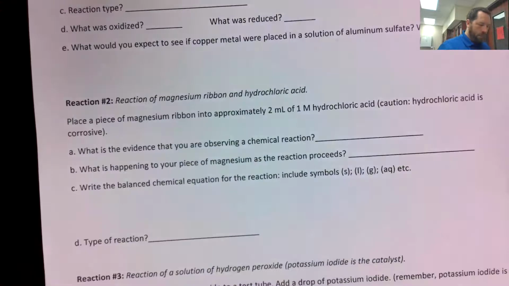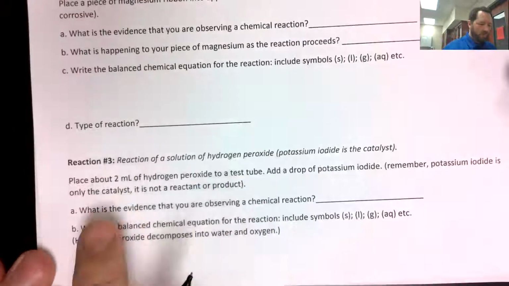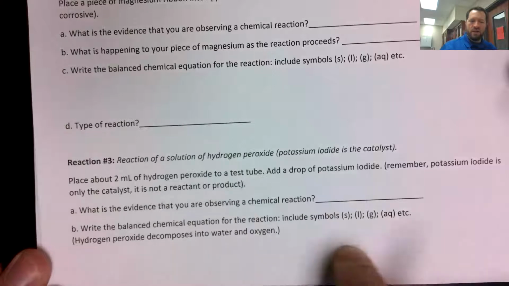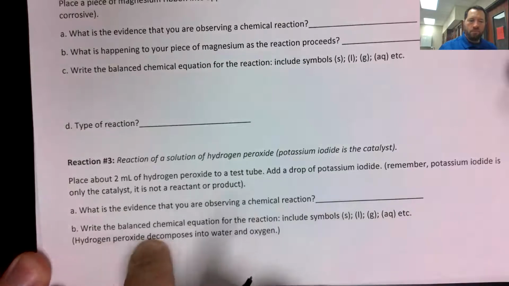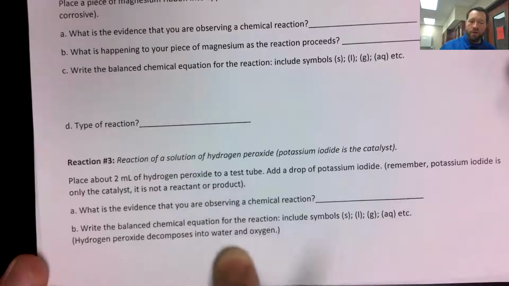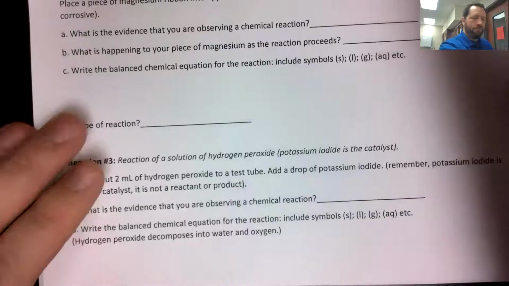So 3 has a part A and then a part B. So what did you observe happen in that reaction? What was your indication? And then what is the equation for hydrogen peroxide? And hey, look at that. I even helped you out, told you what it fell apart into. So you've already got the answers there. You just have to write the balanced chemical reaction as part of 3B. And on to reaction 4 we go.